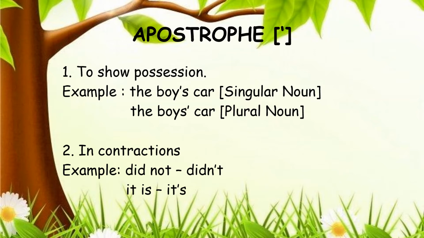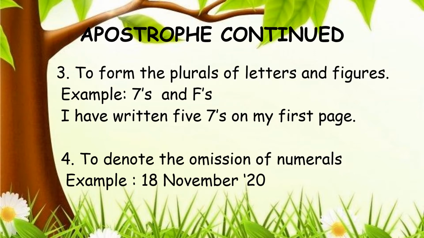The second point is in contractions. Contractions means short forms. For example, did not. Now here I removed the o. So in the place of o, I put an apostrophe: didn't. Second one is it is. So I removed the i and in the place of i put an apostrophe: it's. So this is contractions.